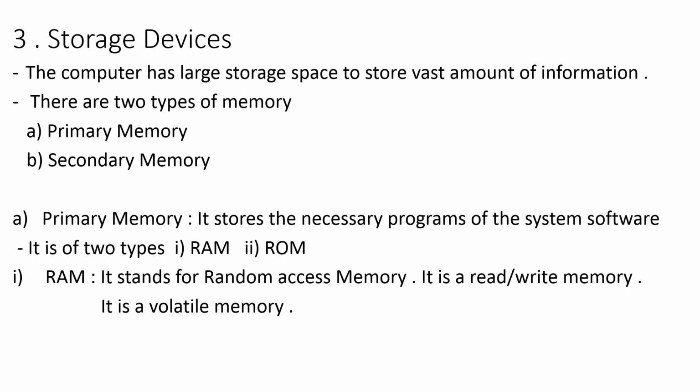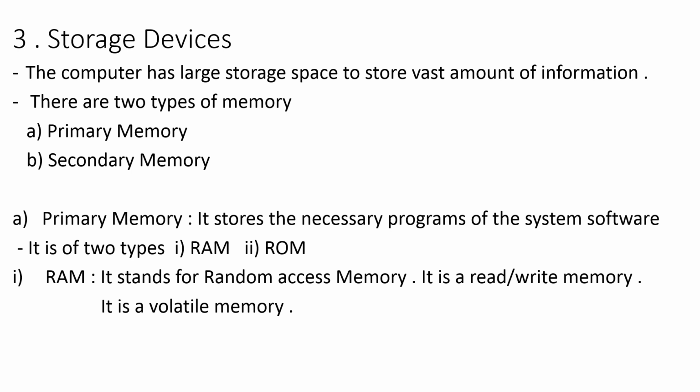Now the computer has large storage space to store a vast amount of information inside its memory. Now the computer's memory is of two types. First is primary memory, second is secondary memory. Primary memory is the inbuilt memory. It stores the necessary programs of the system software. It stores all the required programs that are essential to run the entire system of the computer. It is stored permanently inside the primary memory.